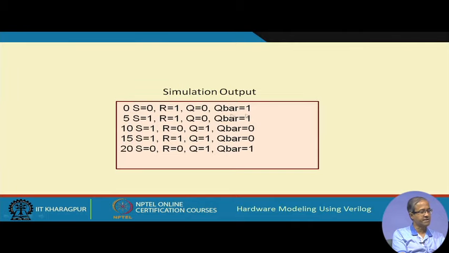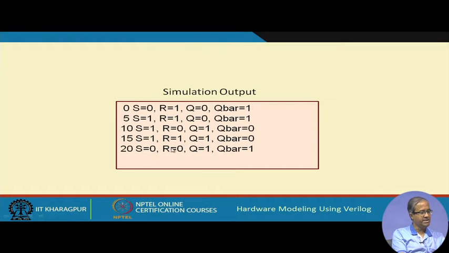So, what the simulator did was something like this. First few lines were absolutely perfect, what we expected. S 0 R 1 generates Q 0 and Q bar 1. Then we apply both 1 1, so the same state remains, no change. Then we apply 1 and 0, so Q becomes 1 and Q bar becomes 0.